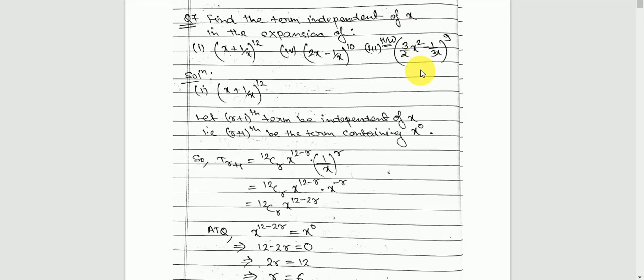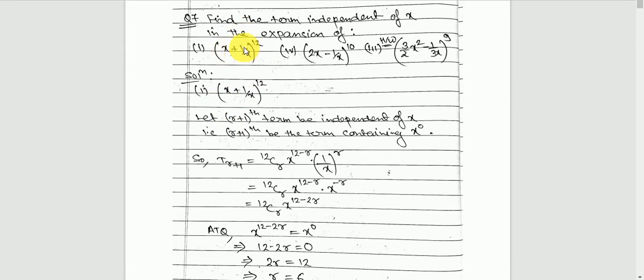Now come to question number 7. Find the term independent of x in the expansion of this. Here we have to find those terms which do not involve x. We are looking for those terms which do not involve x, that means x to the power 0. That means we are looking for that term in which x has power 0.